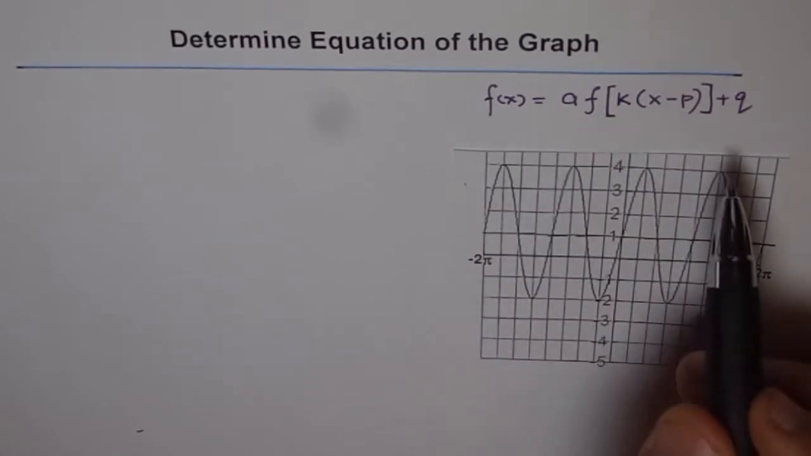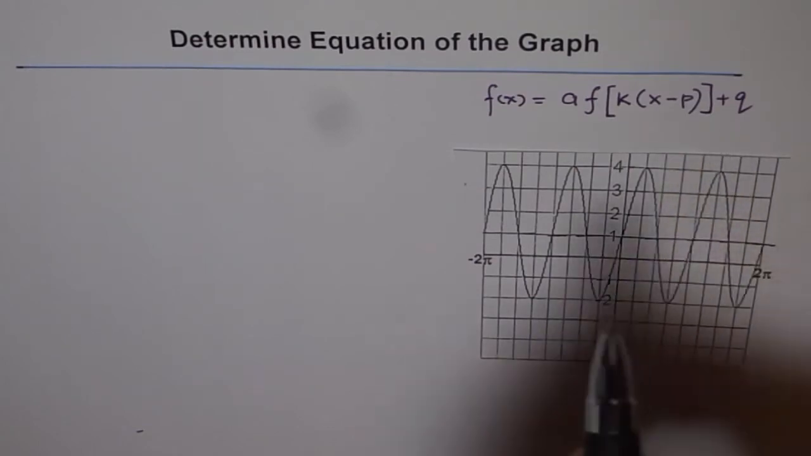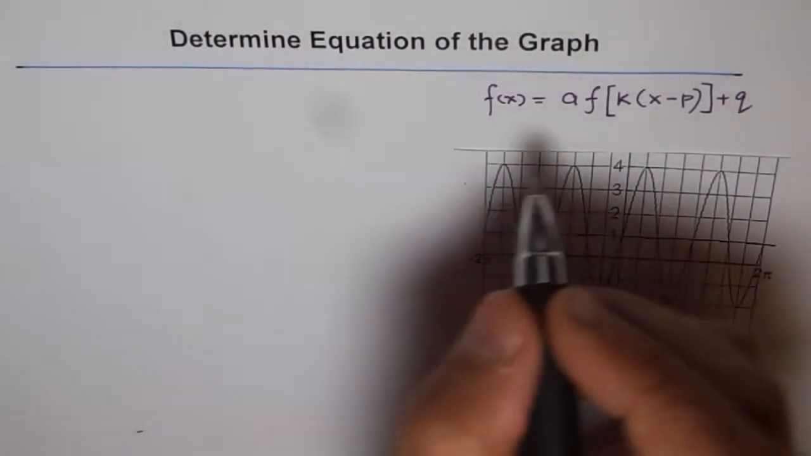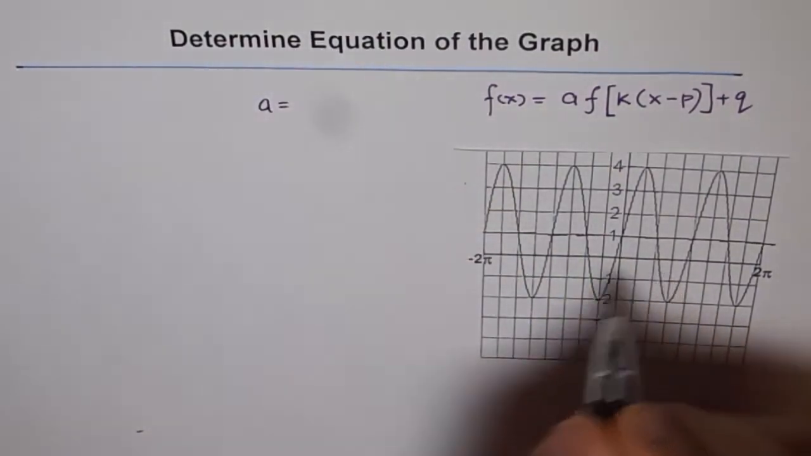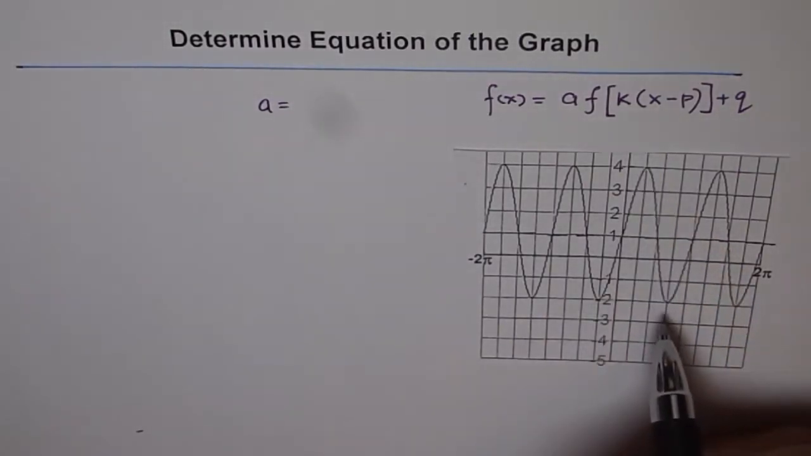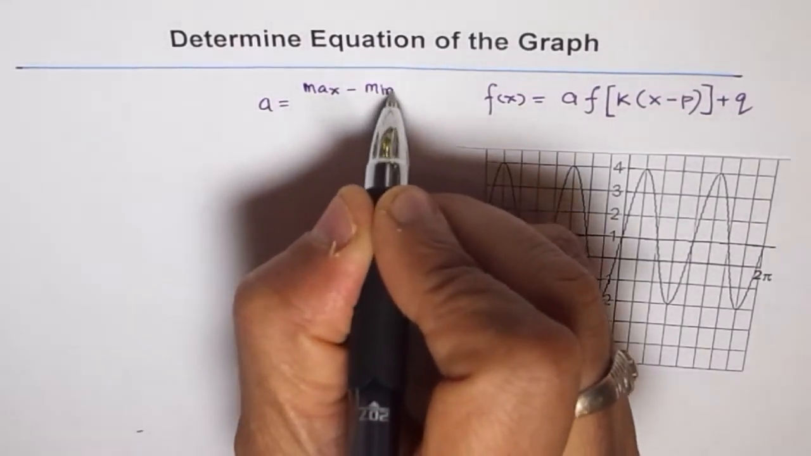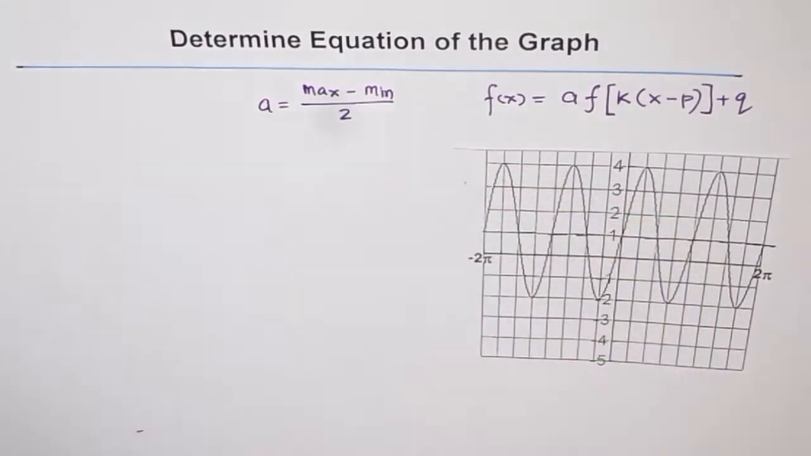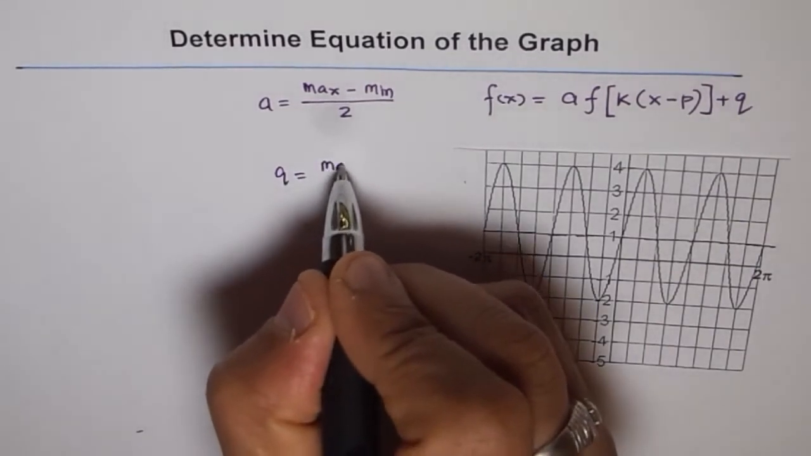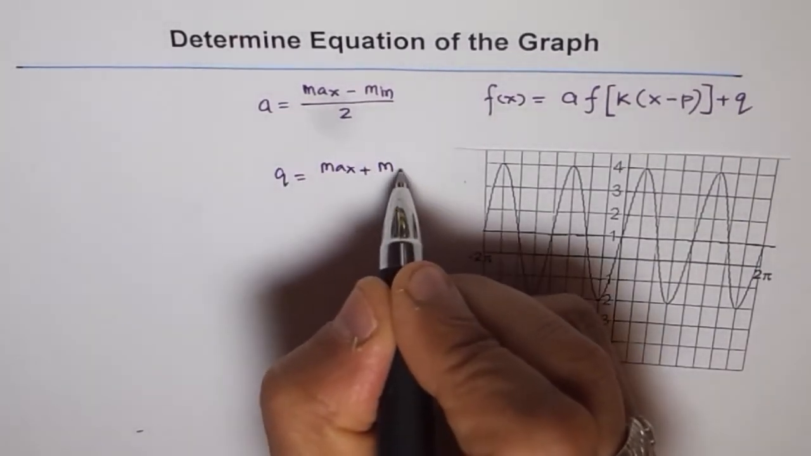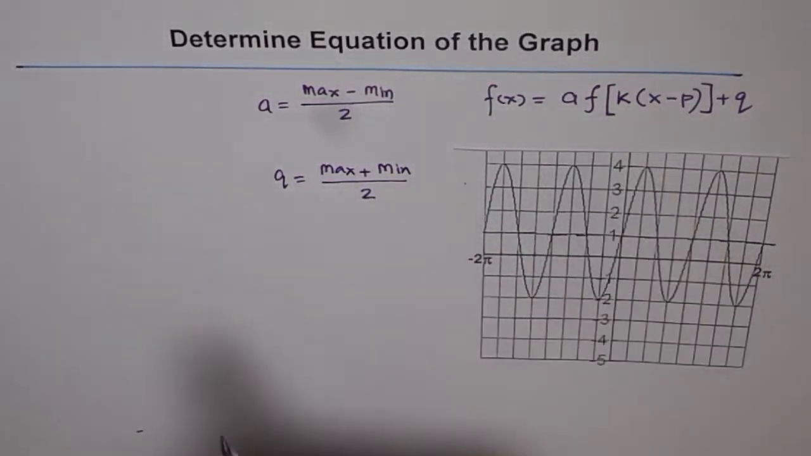Now, general formulas to find a, k and q are: for a, how do we find a? We find a, the amplitude, from a graph by checking what's the maximum value and what's the minimum value, and then maximum minus minimum divided by 2 gives the value of a. To find q, we do q equals maximum plus minimum, that's the average value, divided by 2.